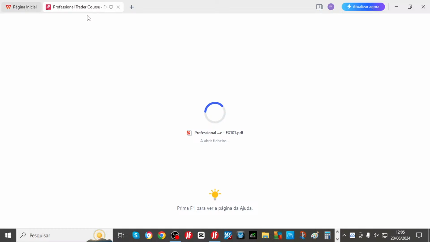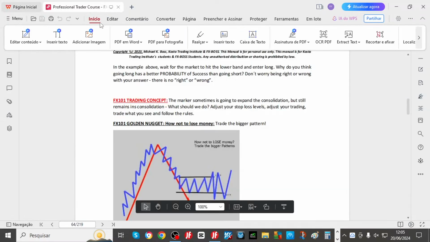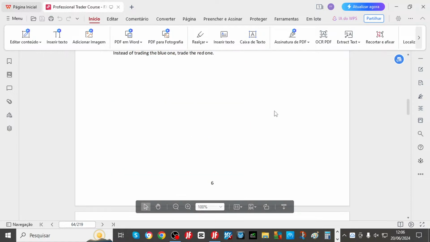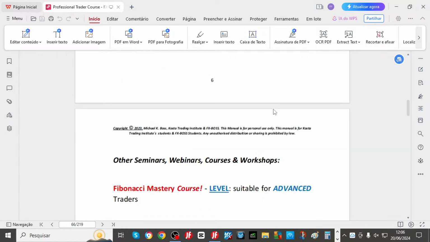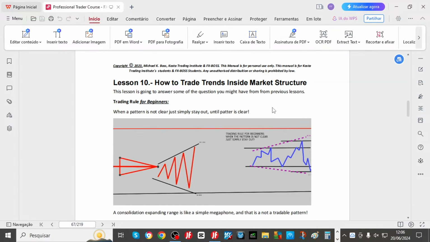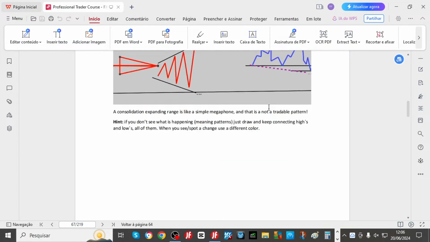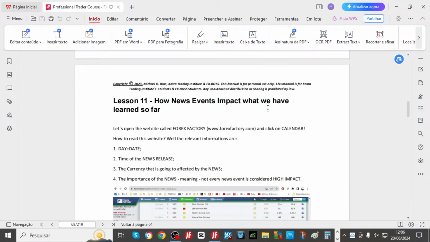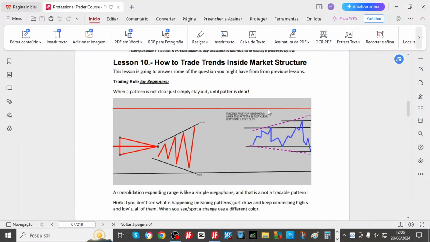And today we have how to trade trends inside the market structure. So this is the next level. How to trade trends inside market structure.